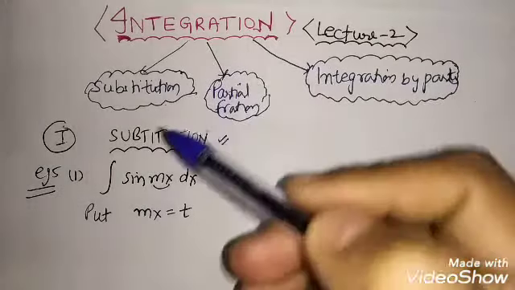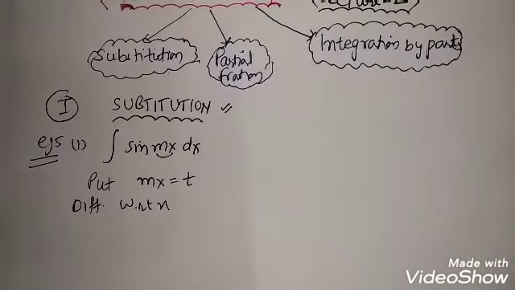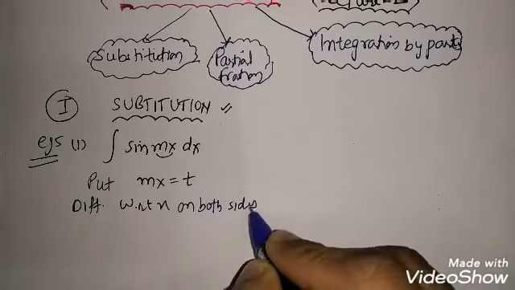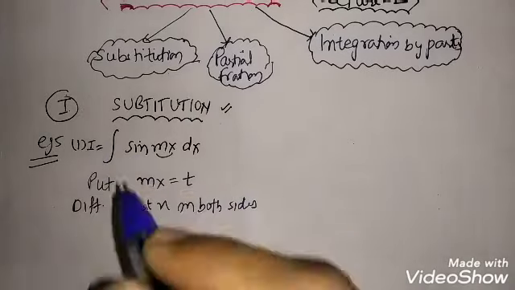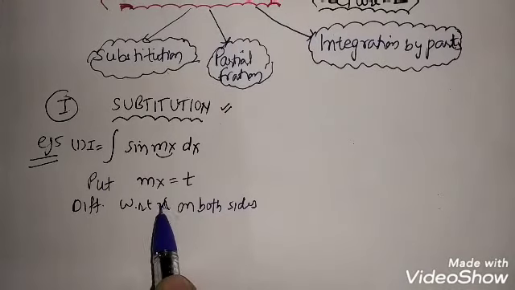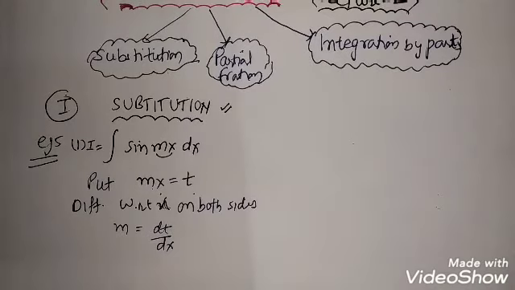Put means to substitute. So mx equal to t, differentiating with respect to x on both sides. First of all, write integral I over here. I means integral. Differentiate with respect to x on both sides. m into derivative of x is 1, and the derivative of t is dt by dx. What you need to find is the value of dx only.